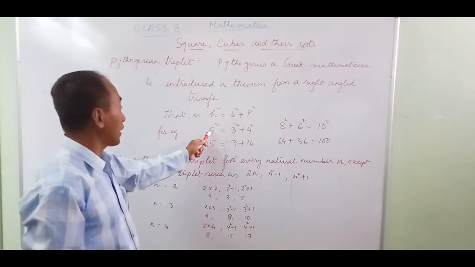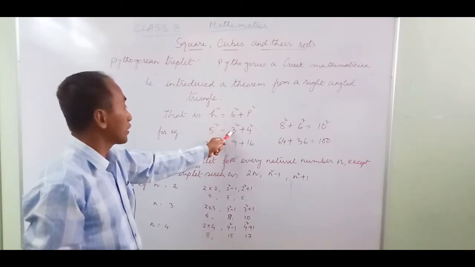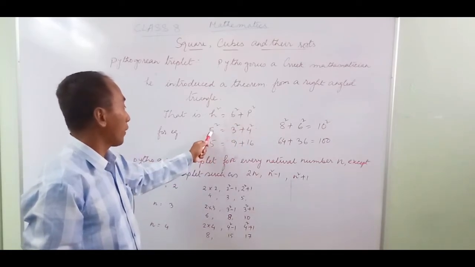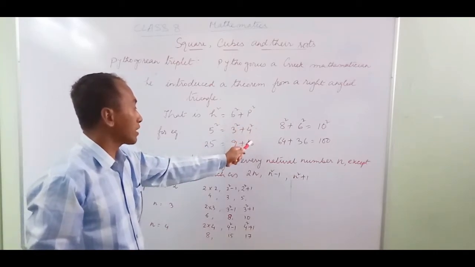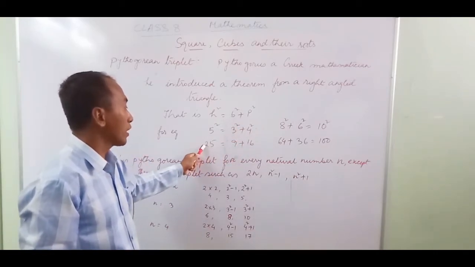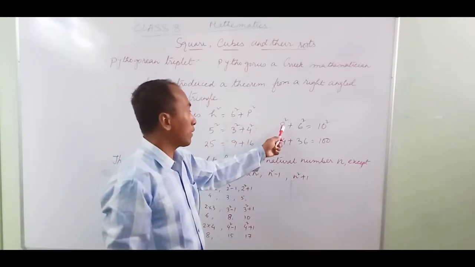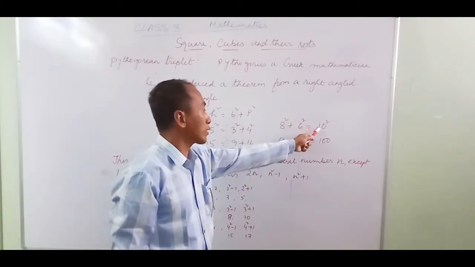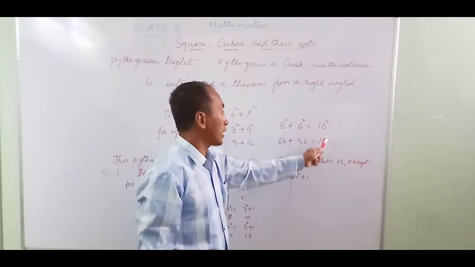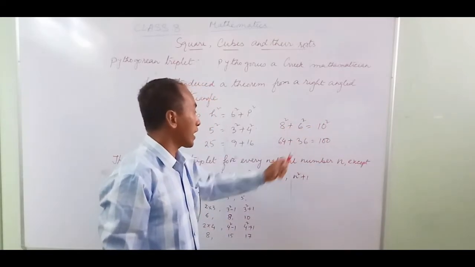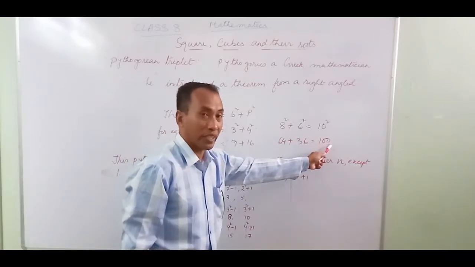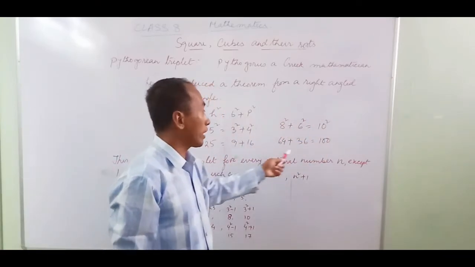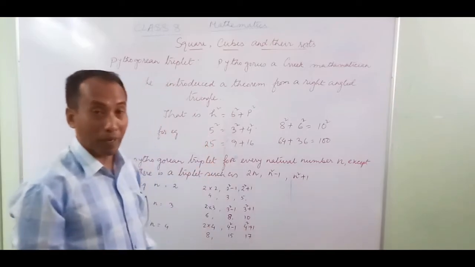Suppose 5 square is 3 square plus 4 square. 5 square is 25, 3 square is 9, 4 square is 16, and 9 plus 16 is 25. Another example: 8 square plus 6 square equals 10 square. 10 square is 100, 6 square is 36, 8 square is 64, and 64 plus 36 is 100. So this kind of numbers is called a Pythagorean triplet.